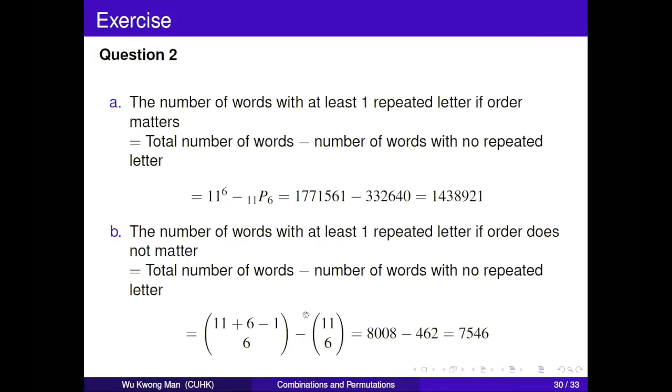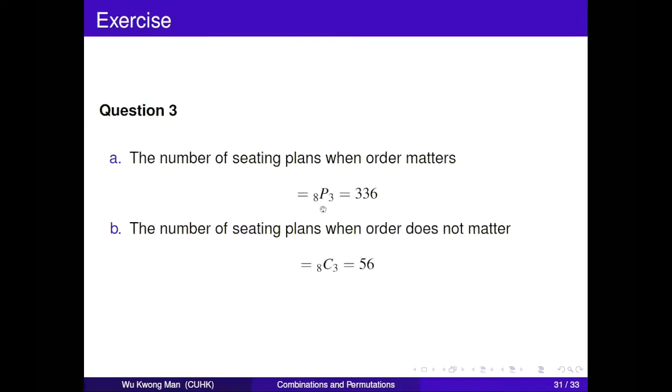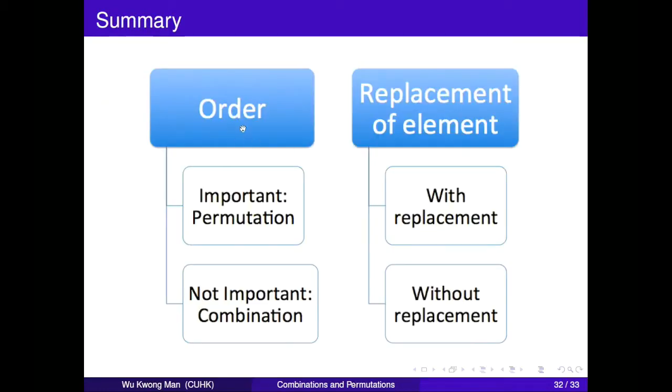For question 3, part A, since the order of seating is important, 8P3 should be the answer for this question, as 3 seats are selected from 8 with order. Since order no longer matters in part B, 8C3 is the answer as the combination of 3 seats from 8 is calculated. After having some practice, we have a brief summary before the end of this tutorial.